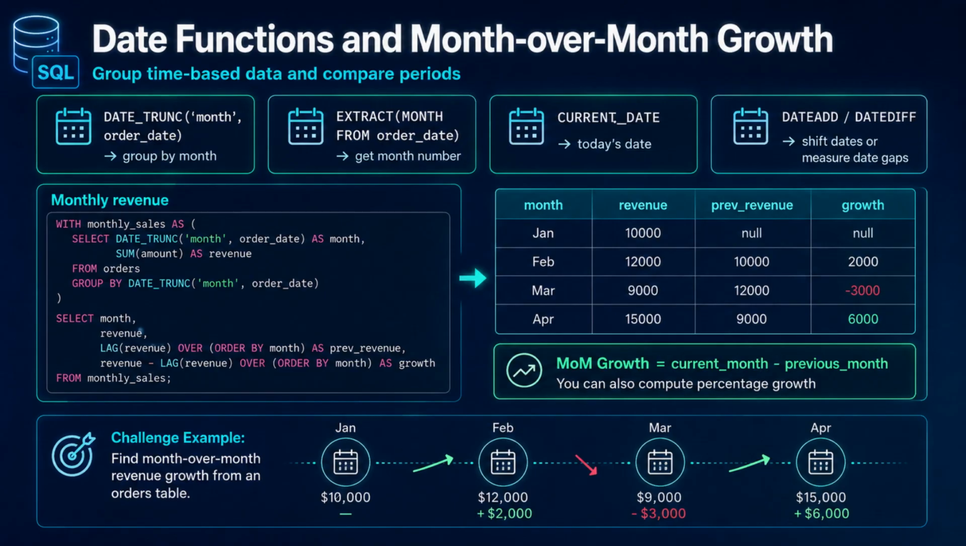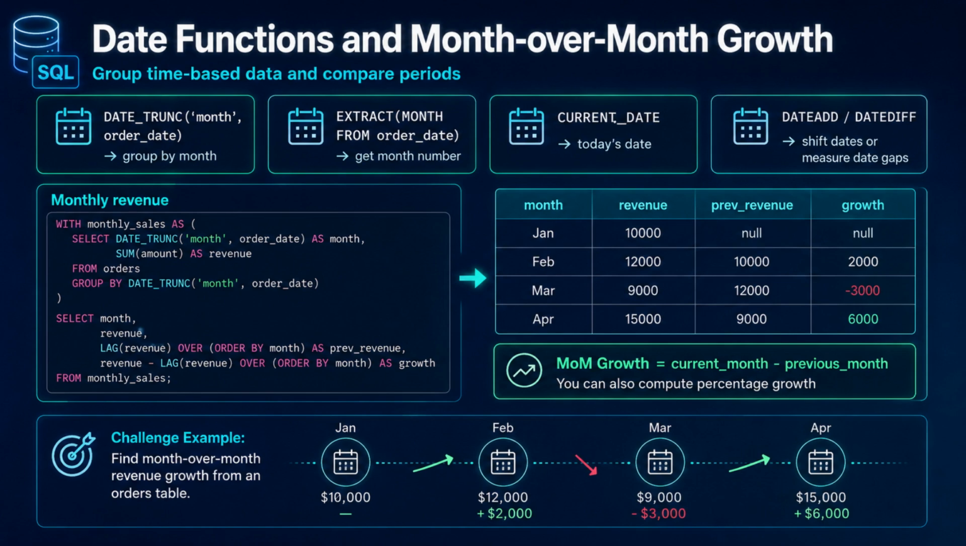Now let us combine date functions with window functions. This is how we solve month-over-month growth. Understanding this concept is essential for analyzing trends over time, especially in business intelligence and data analysis. First, we need to group orders by month. A common way to do that is using the DATE_TRUNC function with the month parameter on the order date. This converts each order date into its corresponding month bucket.